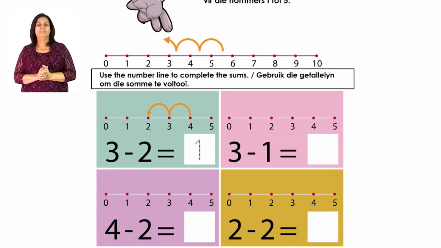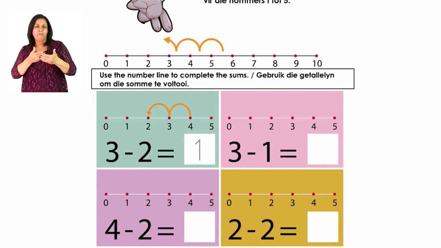Good. On page 28 of our booklet, there is a number line, and we will be using the number line to do subtraction. Okay, let's look at the numbers. Before we start using the number lines, let's count the numbers on the number line of our booklet. It's 0, 1, 2, 3, 4, 5, 6, 7, 8, 9, 10.